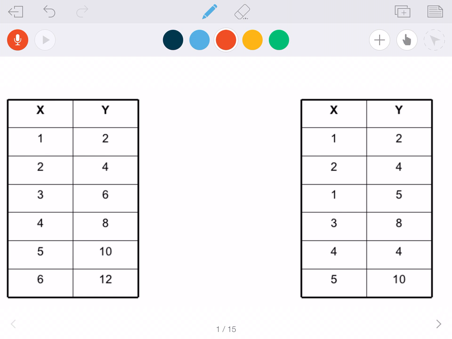Now notice that for this relation on the left, 1 goes to 2, 2 goes to 4, 3 goes to 6, 4 goes to 8, 5 goes to 10, 6 goes to 12. There's no single input that goes to more than one place, so that is a function. Whereas on this one on the right, 1 goes to 2, 1 goes to 5, that is not a function.